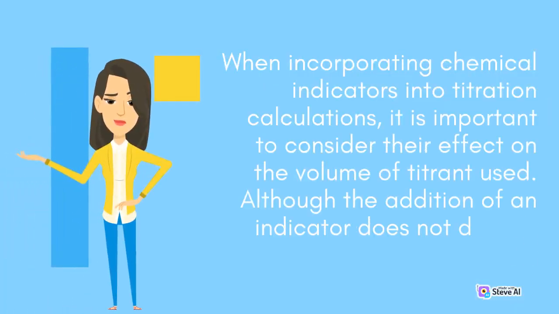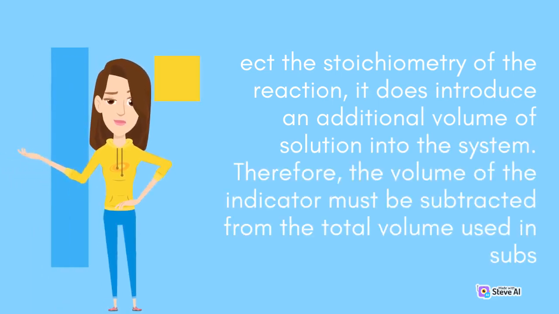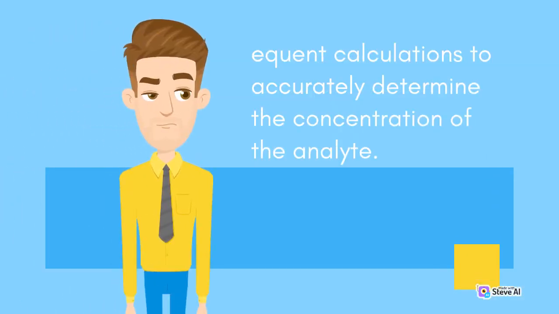When incorporating chemical indicators into titration calculations, it is important to consider their effect on the volume of titrant used. Although the addition of an indicator does not directly affect the stoichiometry of the reaction, it does introduce an additional volume of solution into the system. Therefore, the volume of the indicator must be subtracted from the total volume used in subsequent calculations to accurately determine the concentration of the analyte.